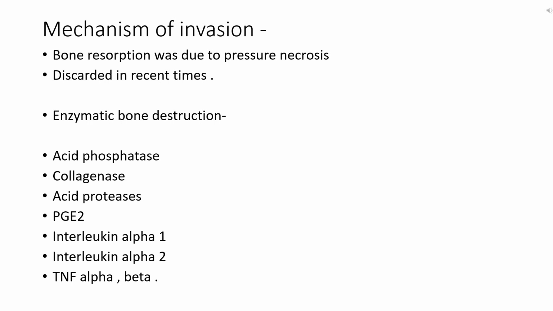Now coming to the theories of invasion of cholesteatoma, what are the different mechanisms of invasion? The first theory that is discarded is the pressure necrosis theory. Why is it discarded? Because, as we all know, the capillary perfusion pressure is approximately 25 millimeter of mercury, while the cholesteatoma, which is a white mass, exerts a pressure of approximately 10 to 11 millimeter of mercury in experimental conditions.